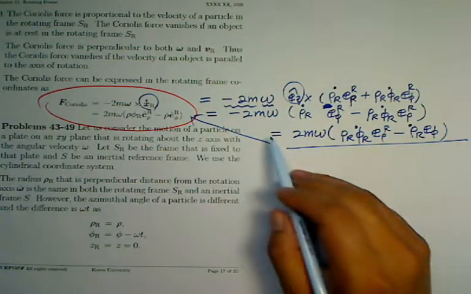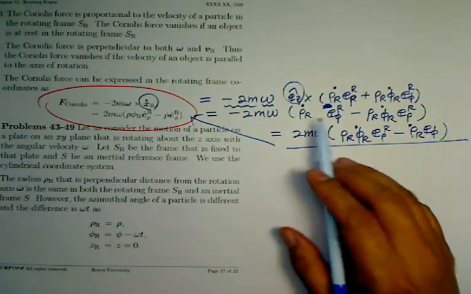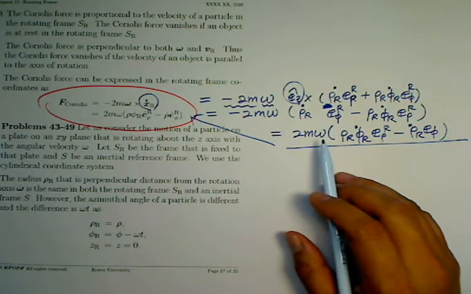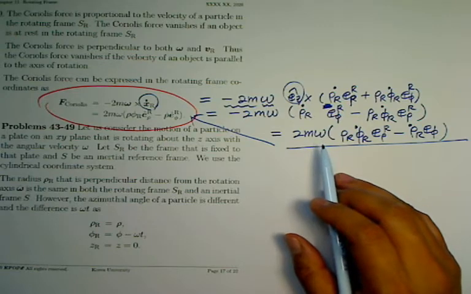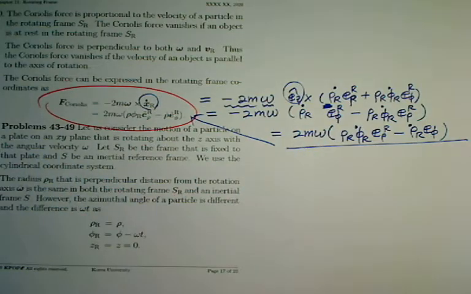So this is the Coriolis force. The Coriolis force is linear in omega, and the centrifugal force is proportional to omega squared. So when omega is small, the Coriolis force dominates.